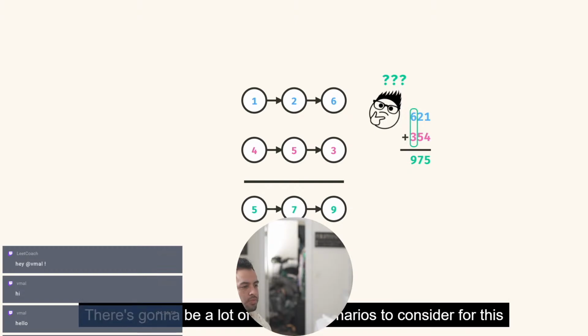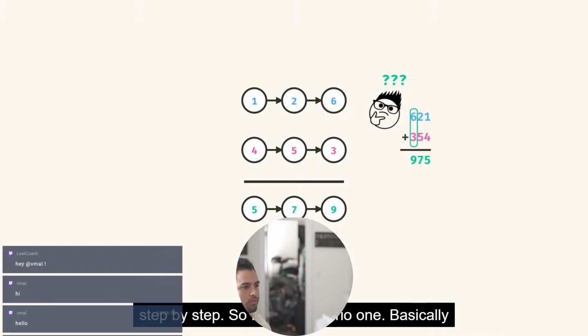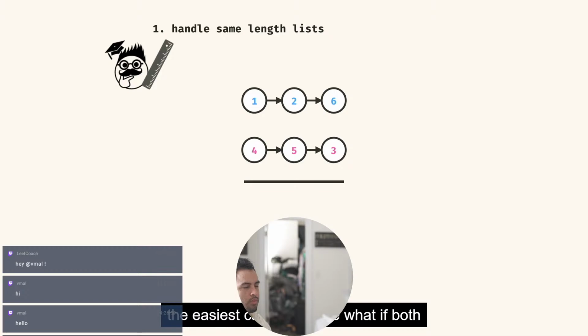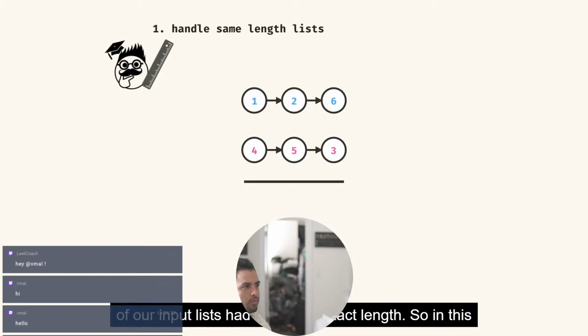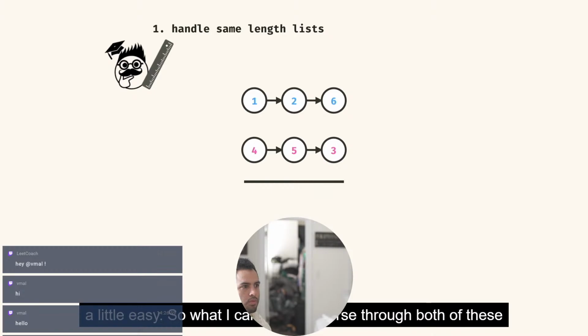There's going to be a lot of different scenarios to consider for this problem, and I think what will help is we build up each of these scenarios step by step. So I think scenario 1, basically the easiest case, would be, what if both of our input lists had the same exact length? So in this particular example, both lists have a length of 3, which makes things a little easy. So what I can do is traverse through both of these linked lists simultaneously.